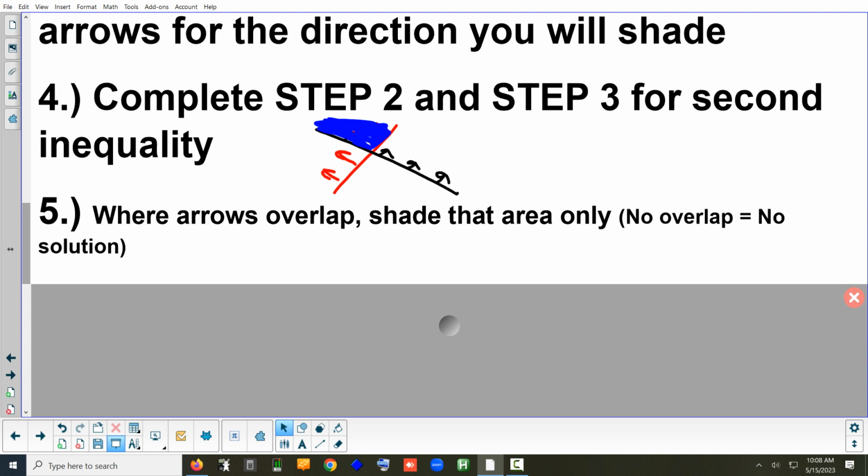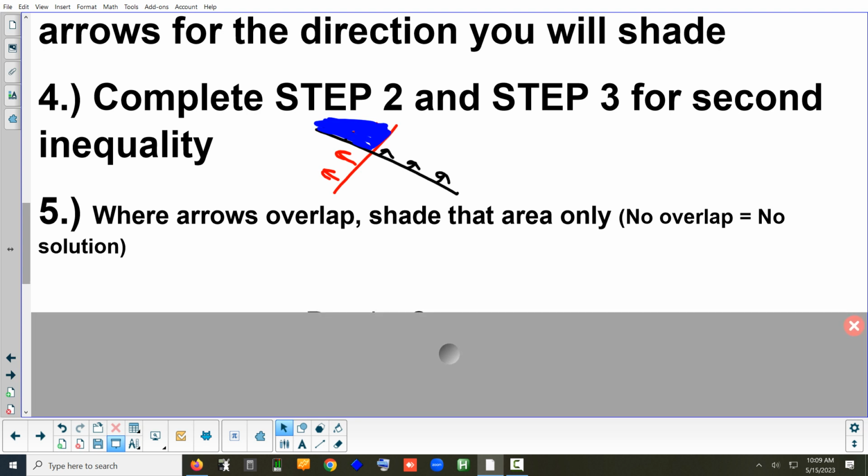And I think that's what step 5 is. Where the arrows overlap, shade that area only. Now, the last thing it says is if there's no overlap, then there's no solution. Well, how could you get no solution? Well, in an X shape, you can't. If they cross in an X shape, there always will be a solution. But besides being in an X shape, I mentioned another way they could look.